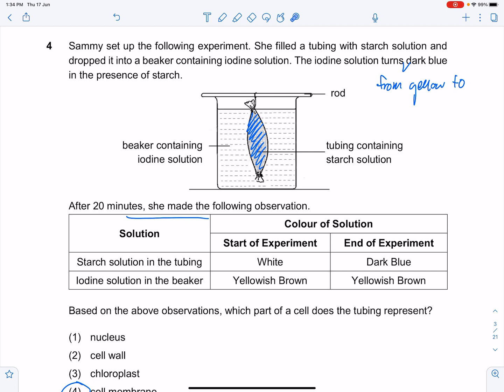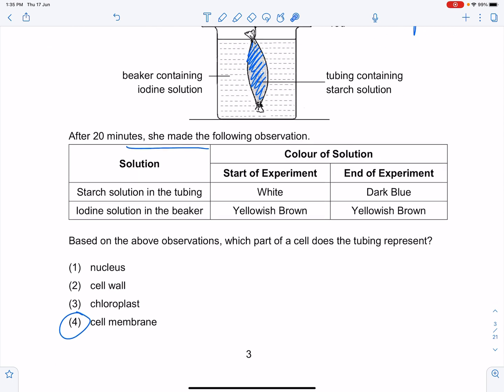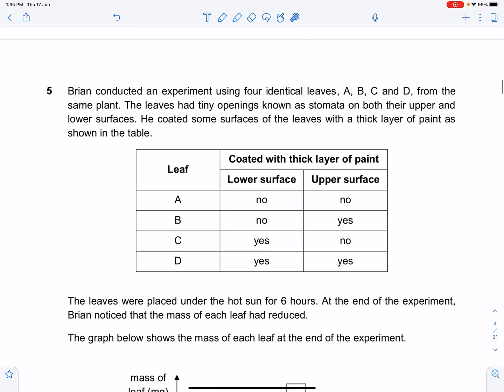However, this tubing has prevented the starch from exiting, because if the starch had exited into the beaker of water, then by right, my beaker of water should actually turn blue-black as well, which wasn't the case. That means this membrane over here of the tubing has actually prevented starch from leaving while allowing iodine particles to enter from the water, the solution outside. So this shows it being able to control the substances entering and leaving the cell. So hence my answer will be 4. Moving on to the next question.